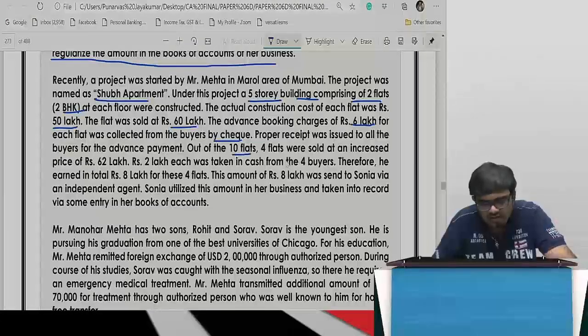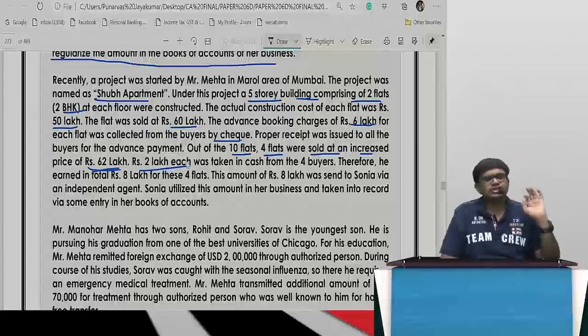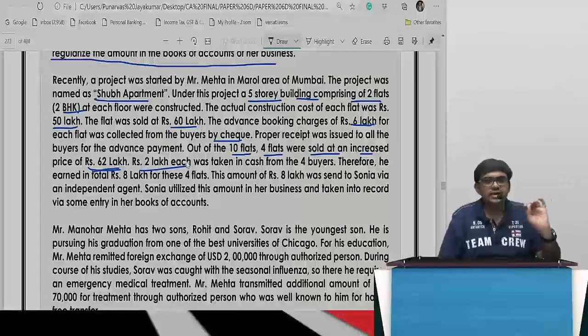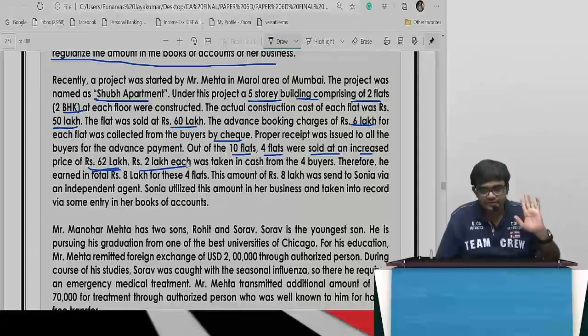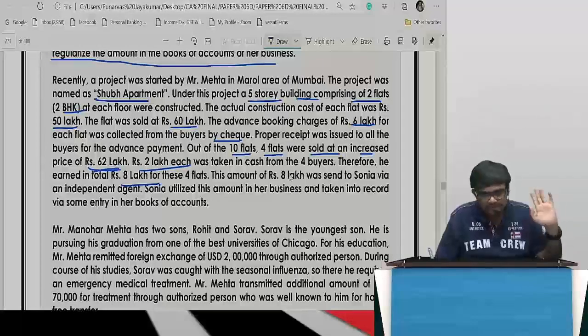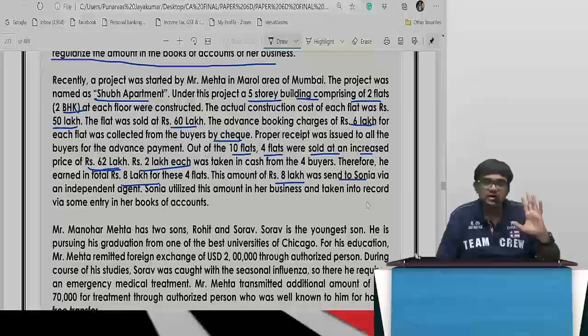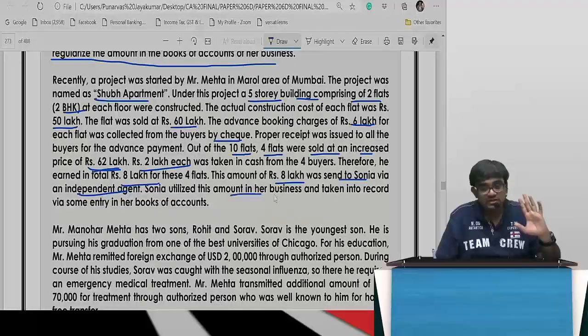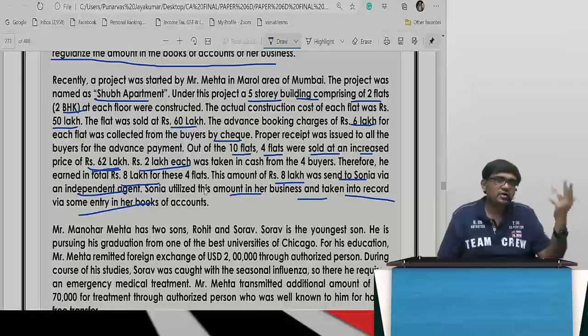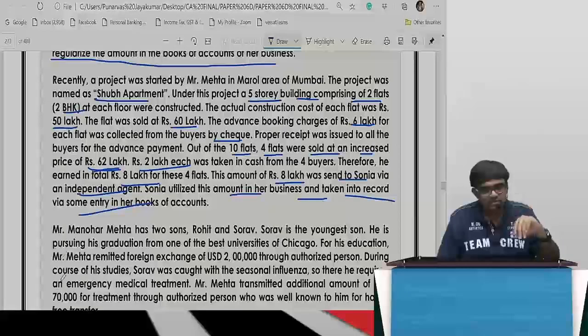Out of 10 flats, 4 flats were sold at an increased price of 62 lakh. 2 lakh was taken in cash from 4 buyers. 4 into 2, 8 lakhs in cash he has received. Therefore, it earned 8 lakhs. Oh, sorry sir, we didn't know multiplication. Okay. This amount of 8 lakhs was sent, now starts the Hawala route, via an independent agent. Sonia utilized this amount in her business and took it to record. Oh, super. She started recording all those transactions in the books.